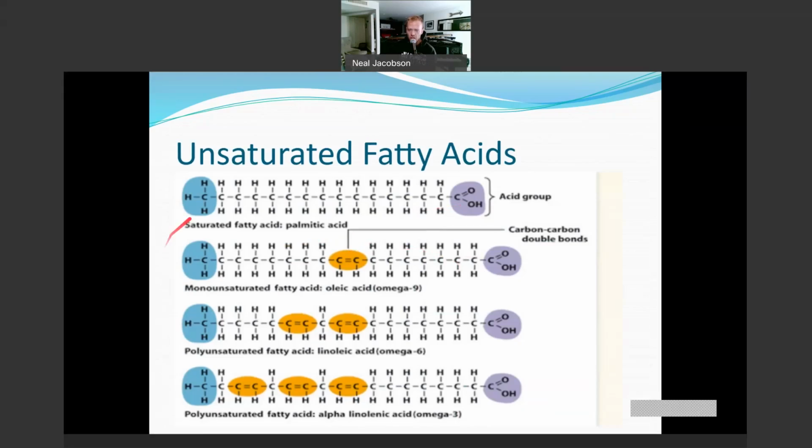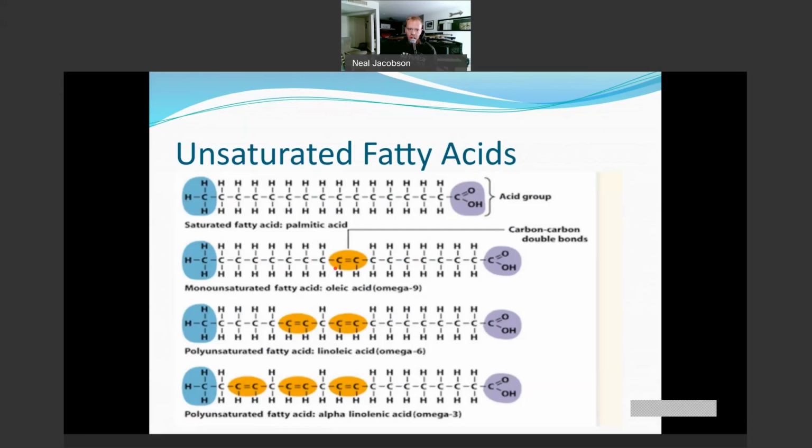So all these are fatty acids. You've got the carboxylic acid group on the far right, and the methyl group at the very end here on the left. What this is showing you is, here's a saturated fat, and we'll call it palmitic acid. Here's an omega-9 fat. We know that because we can count from the methyl end: 1, 2, 3, 4, 5, 6, 7, 8, 9 carbons back, and I get to a double bond.